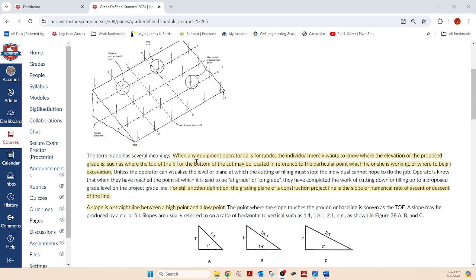So the term grade has several meanings when an equipment operator calls for it. Proposed grade is such as where the top of the field or the bottom of the cut is located, the point where he or she is to begin the excavation or the end. You know, if it's going down. Unless the operator can visualize the level or plane at which the cutting or filling must stop, the individual cannot hope to do the job. Operators know that when they have reached the point at which it is said to be on grade or at grade, they have completed the work.